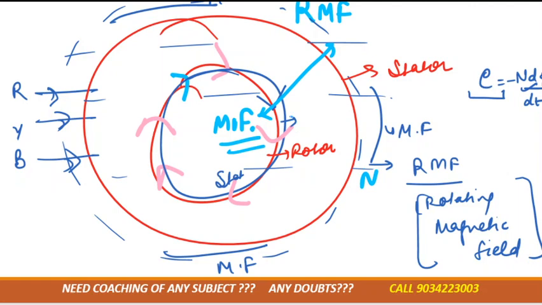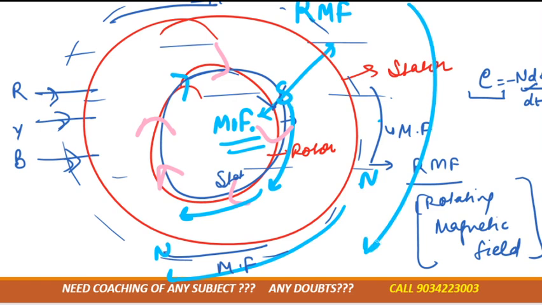Suppose north is here and south is here, so south will attract the north. The stator can't move because the stator is stationary, so what will move? The rotor. The rotor starts following the stator field. If north comes here, then south will again follow the north. That's why, if the stator field is moving in the clockwise direction, then the rotor also starts in the clockwise direction. Understood this concept?